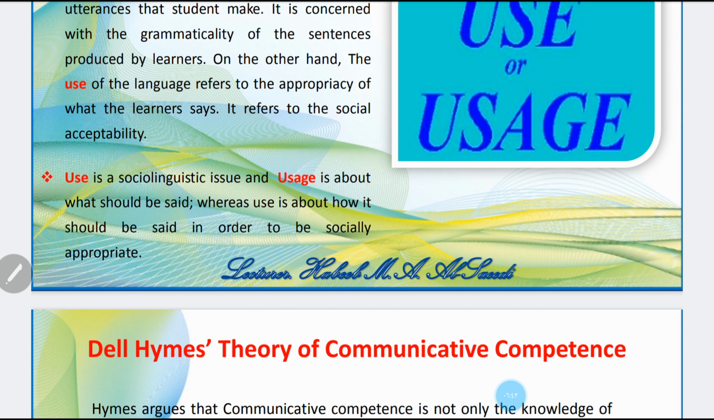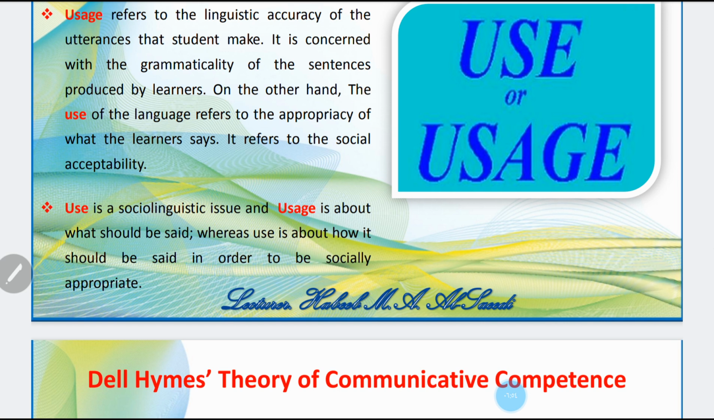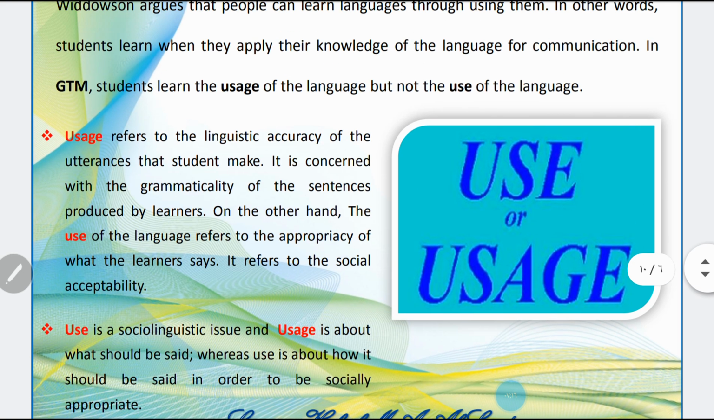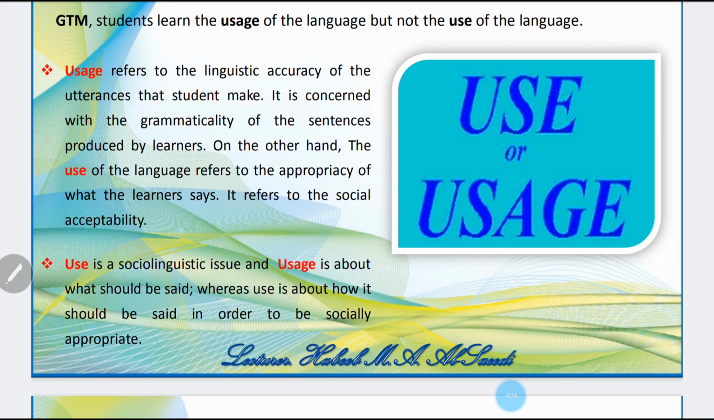Use is a sociolinguistic issue, because it's concerned with the acceptability and appropriacy of the use of the language, while usage is about what should be said, I mean the accuracy of the language. Whereas use is about how it should be said in order to be socially appropriate or acceptable. So this theory talks about use and usage: usage is about grammar, and use is about socialization.